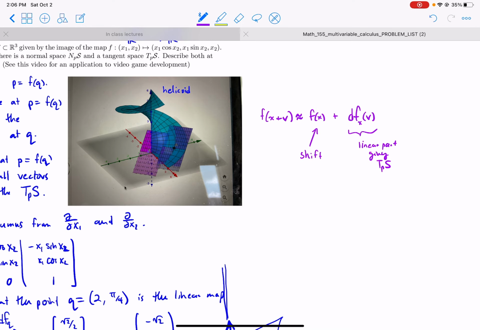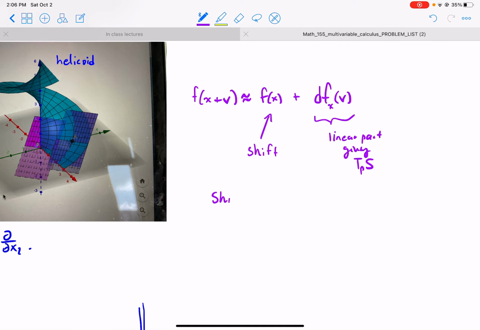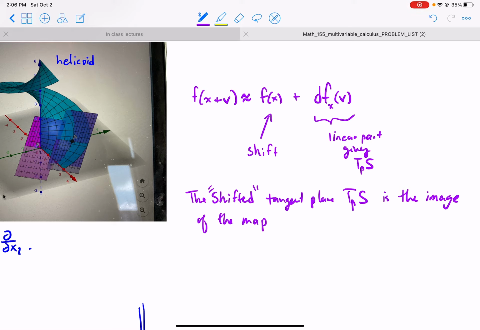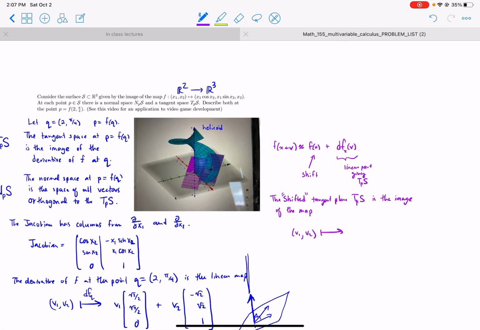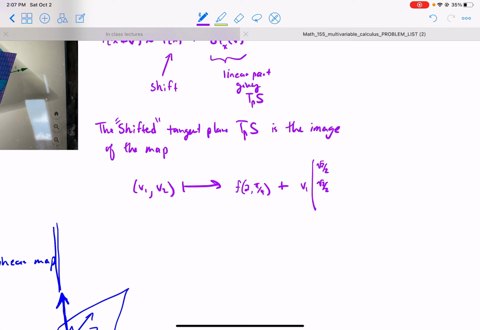And so if we wanted to parameterize this plane, all we have to do is say the shifted tangent plane, TPS, is the image of the map. So it's the set of all possible outputs when I plug two real numbers into this map, where I go to P equals f of 2 pi over 4 plus v1 times this map, times the derivative, or just basically this piece is going to be the derivative.